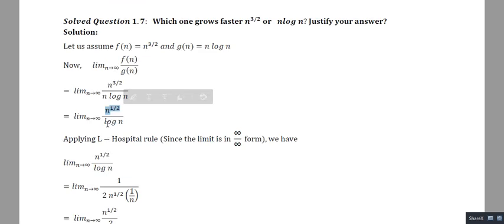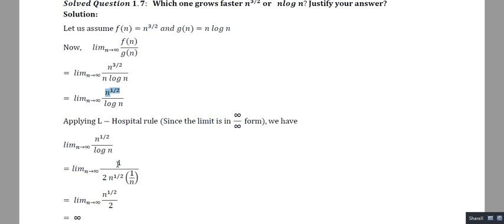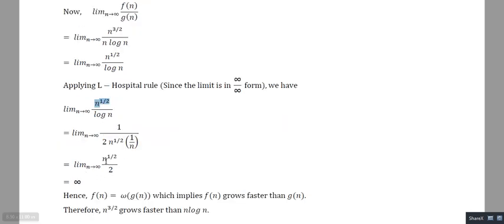So the differentiation of n power 1 by 2 is 1 by 2 root n, and the differentiation of log n is 1 by n. You can just check the differentiation formulas. After simplification it will be n power 1 by 2 by 2. Now putting the value of n as infinity here, again the value is infinity.